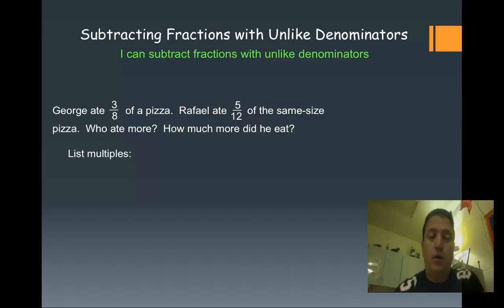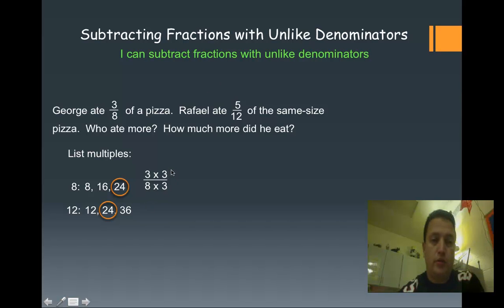So one way I can do this, and we talked about this in an earlier video, is to list multiples. Okay, and I'm going to start with the number 8, and I'm going to list the first few multiples, and I've got 8, 16, and 24. And I'm going to do the same thing with 12. I'm going to list the first few multiples, 12, 24, and 36. When I do that, I can see that 24 could be a common denominator of those two. And there is another way to do this, and we'll go through that in just a moment. Okay, so I can make both of these into 24.